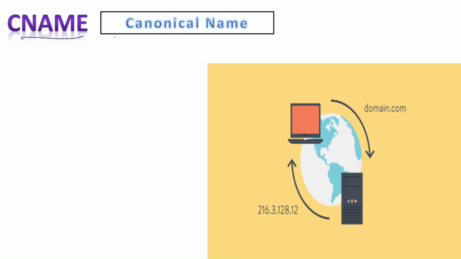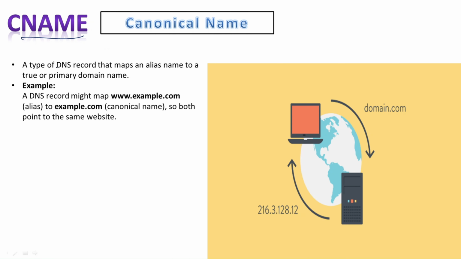CNAME, that is Canonical Name. So it is a type of DNS record that maps an alias name to a true or primary domain name. For example, a DNS record might map the www.example.com alias to example.com, that is the canonical name, so both point to the same address.